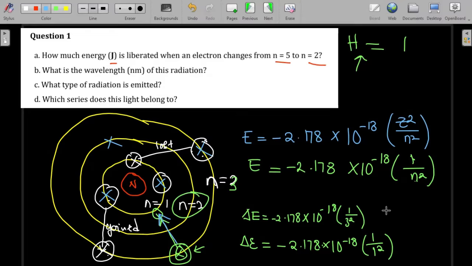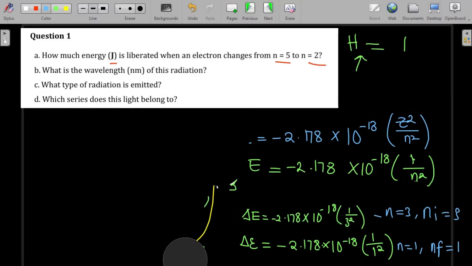So we can say our N3 was just our n initial. So we're going to say n initial is equal to 3. This i means initial. Then our N1 is our final energy level, so n final is equal to 1. So we can just combine these formulas instead of finding the individual energies. We can combine this formula into one.